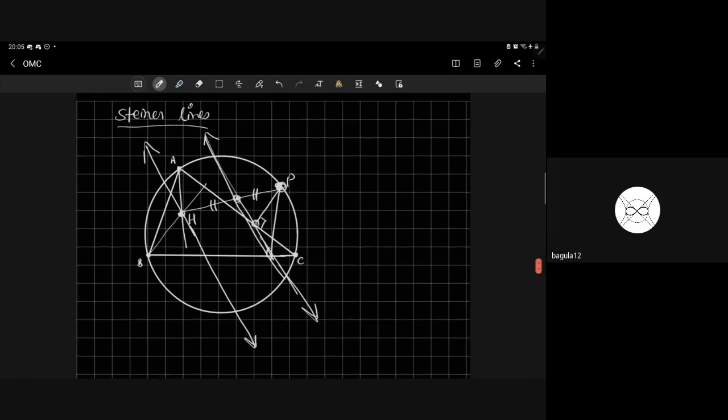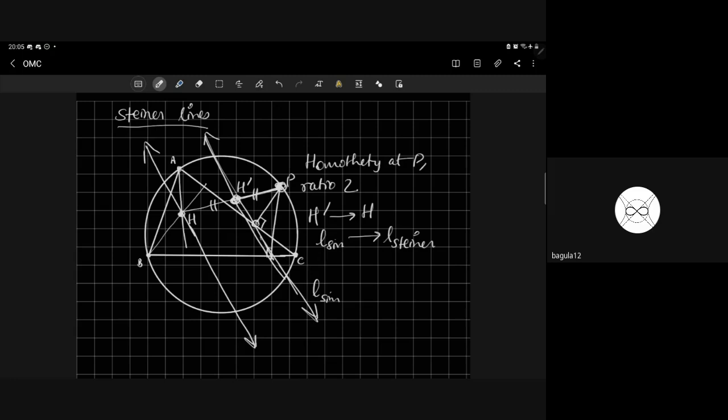So taking a homothety centered at P with scale factor 2, H prime goes to H, and the Simpson line, let's call this L Simpson, goes to something called the Steiner line.